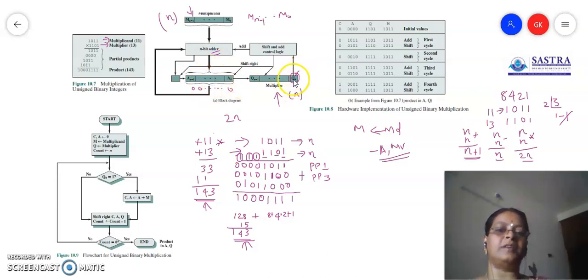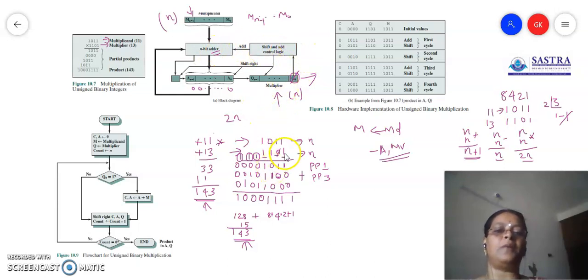Then after doing this, you have to examine the second bit. To examine the second bit, this bit has to be shifted out, so you are shifting right. When you shift right, the LSB will go out, and the next bit will come to this position. And again you will examine. If it is 1, again do the addition. If it is 0, no need to add. Simply shift.